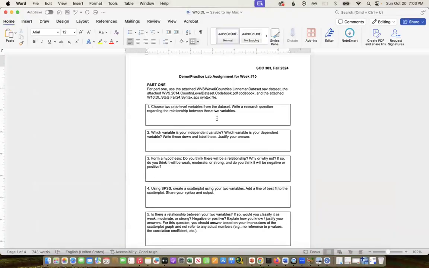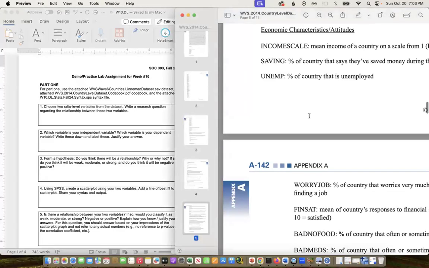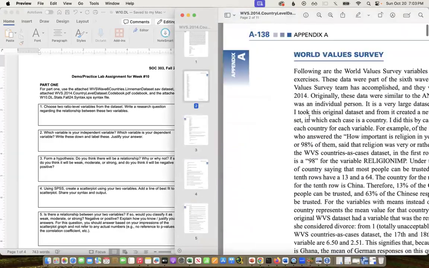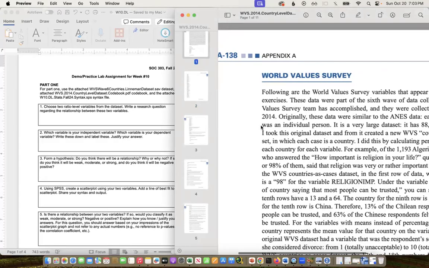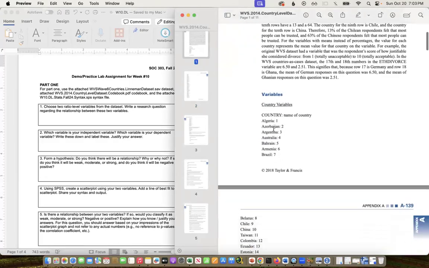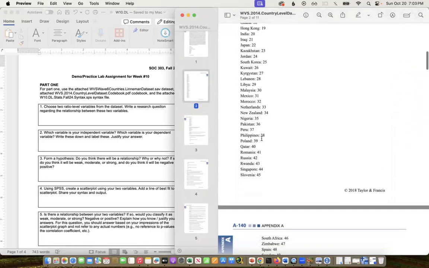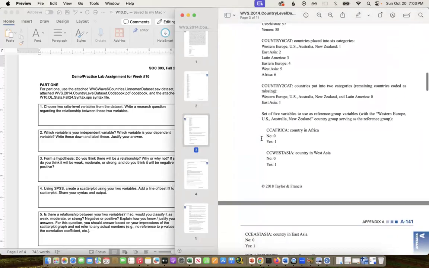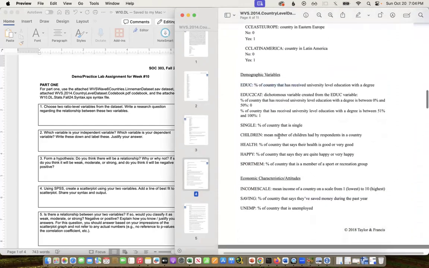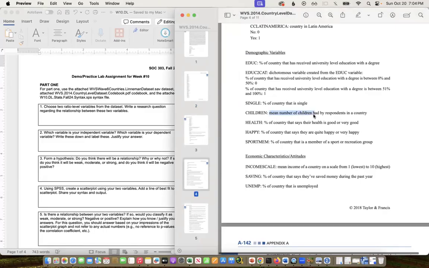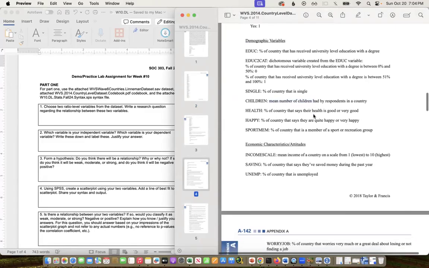Okay, so the first thing to do is to choose two ratio level variables from the data set and write a research question regarding them. So ratio level, if we think about a scatter plot, it's two number lines on the X and Y axes. We need numeric quantitative type variables. So like this one is nominal, it wouldn't work. Categorical ones won't work. Any of the ones that say percent would work. Means, like average number of children, that would work. Something like that would work.